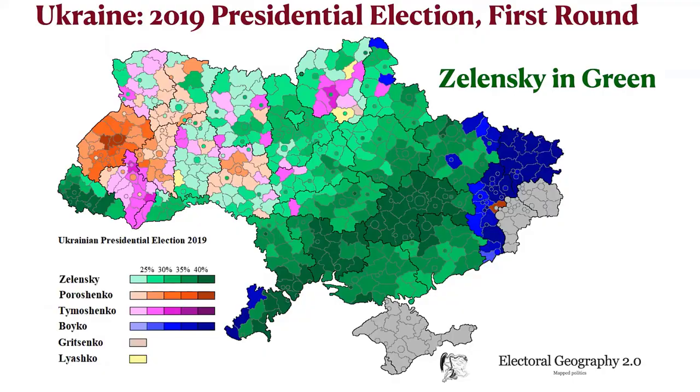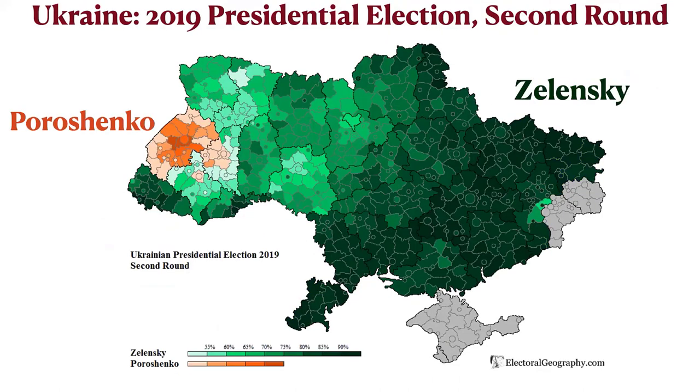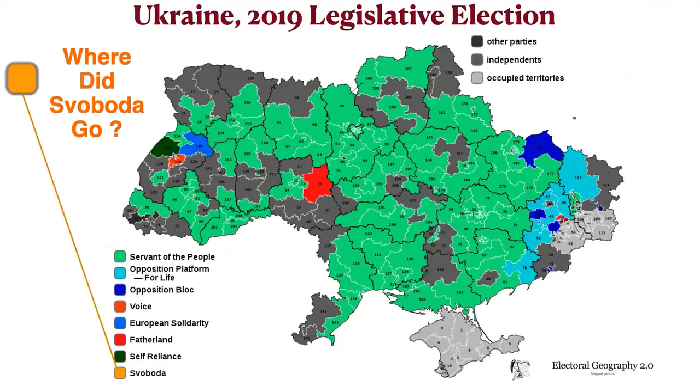Zelensky first gained traction in Ukraine's formerly Russia-friendly East and South. In the final voting round, however, he triumphed almost everywhere, except in the far West. But even there, support for the fascist Svoboda Party had essentially evaporated. Zelensky's civic nationalism had apparently consolidated the nation, at least temporarily.